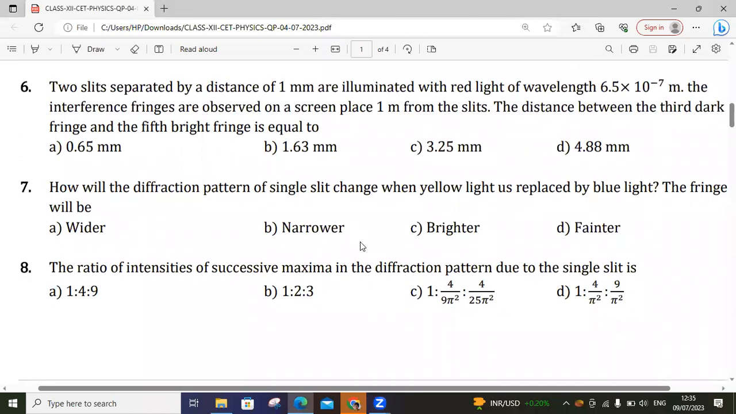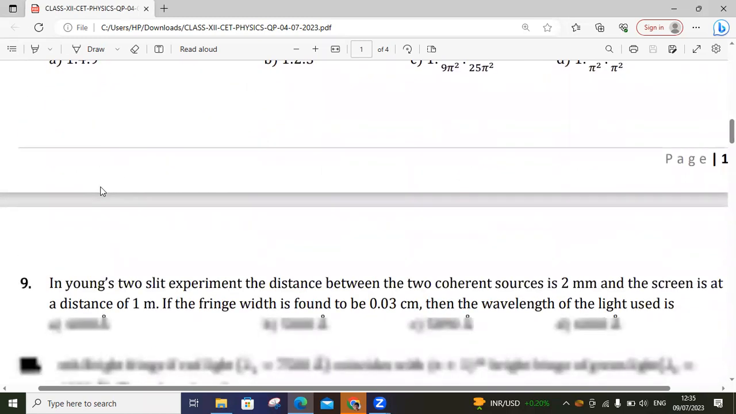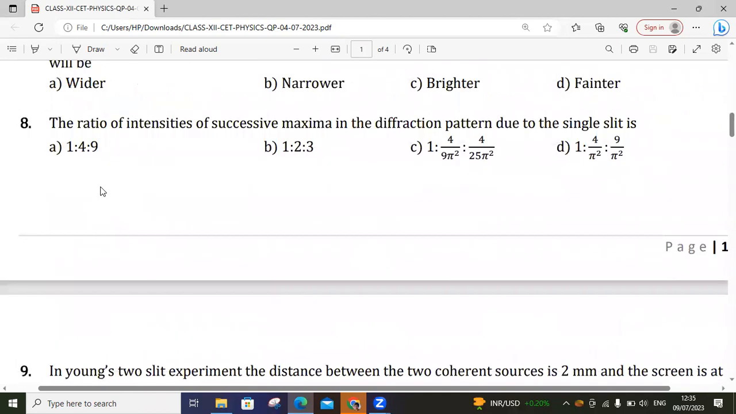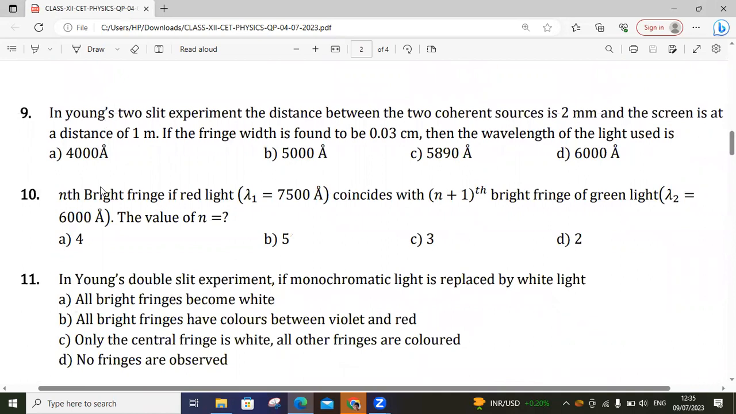We'll go for the 8th question. I will solve later, so for now we will skip it. We go for the 9th question. What is the 9th question?